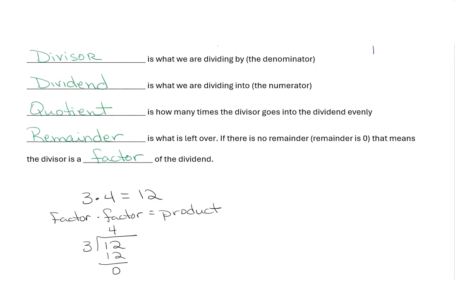However, if we were to divide 5 into 12, 5 is not a factor of 12. It goes in there twice, but we have a remainder of 2. So 5 is not a factor of 12.